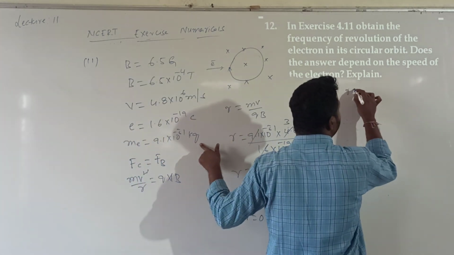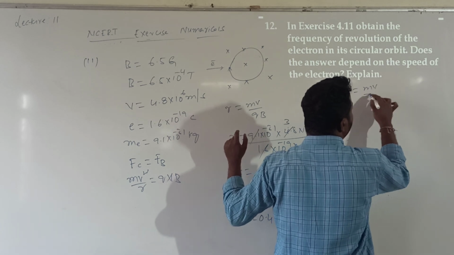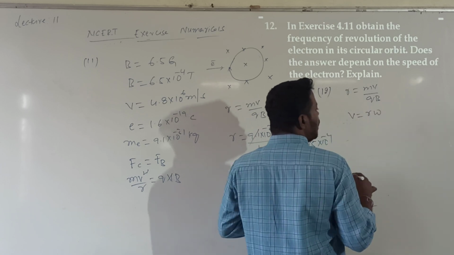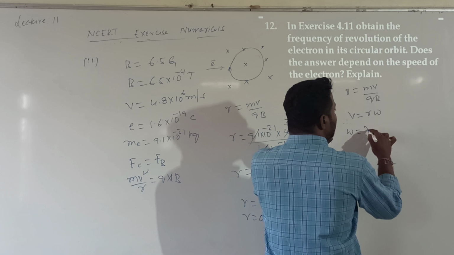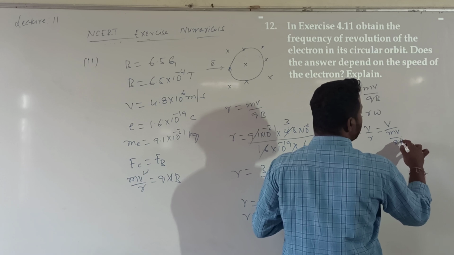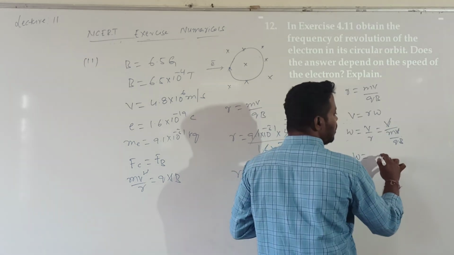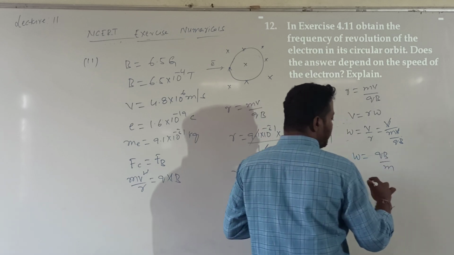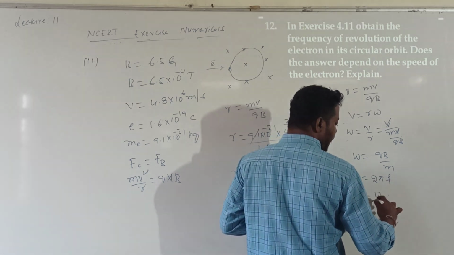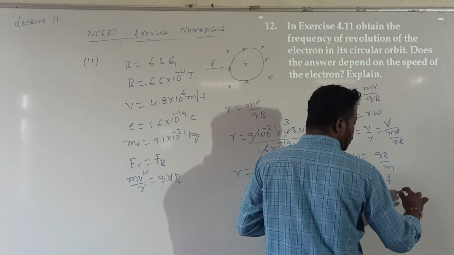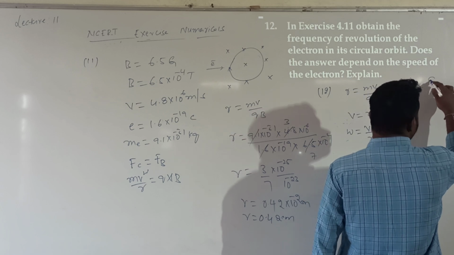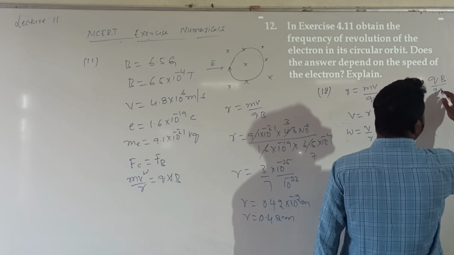What is the formula for R? R is equal to m into v divided by qB. What is the relation between linear velocity and angular velocity? v is equal to R into omega. Omega is equal to v by R. So v as it is, R value m into v by qB. So v cancels. Omega value is equal to qB by m. But omega is equal to 2 pi f, angular frequency. So what is the f value? Omega divided by 2 pi. So which I will get is qB divided by 2 pi m. So the frequency of revolution formula is qB by 2 into pi into m.